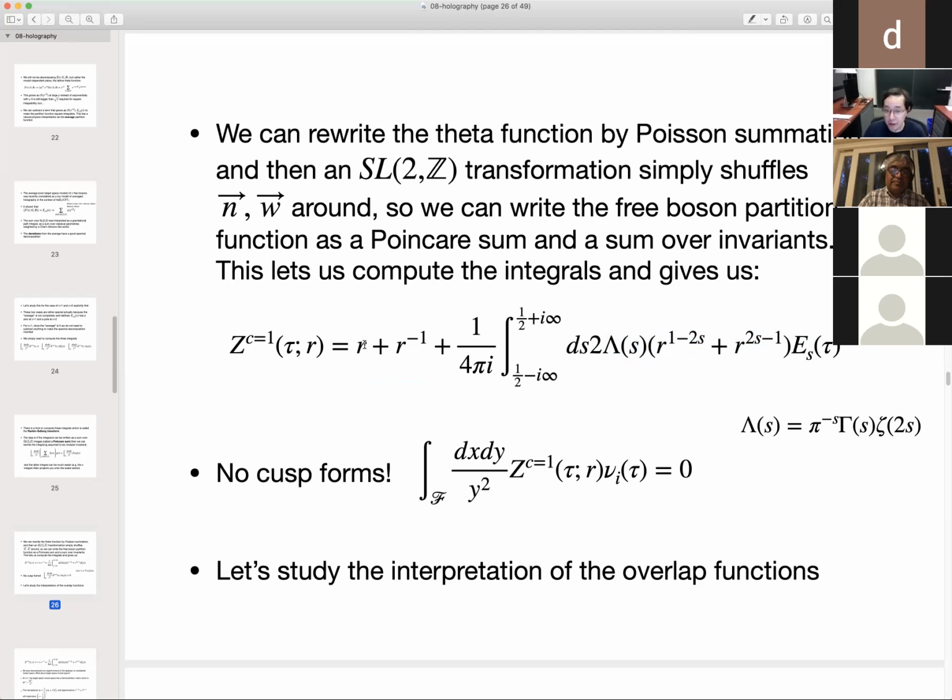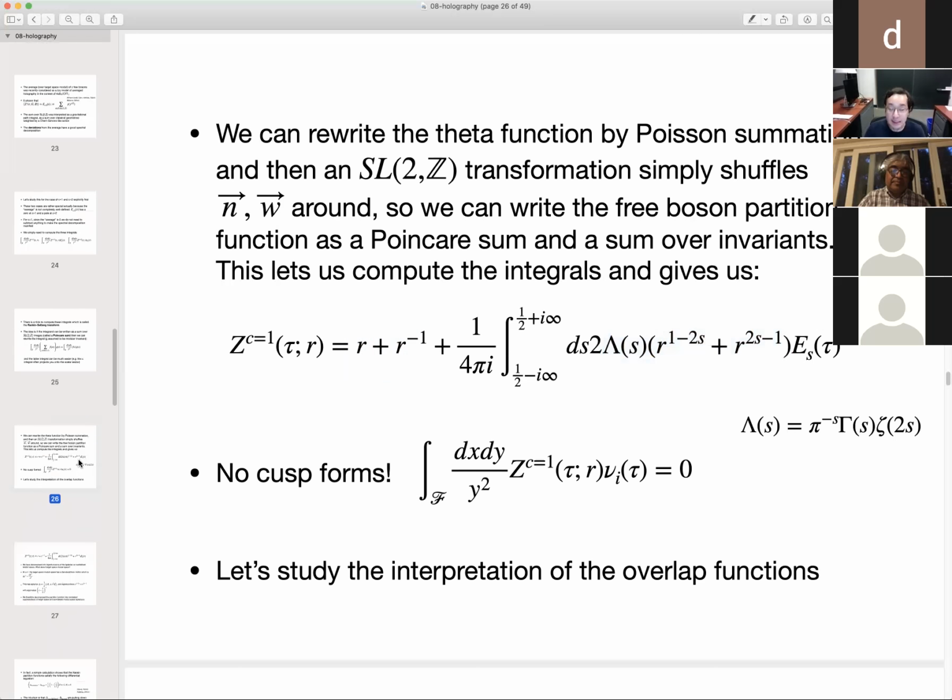This is manifestly modular invariant because we're decomposing it into modular invariant functions. I also want to point out that it's also manifestly T-duality invariant. Recall that T-duality will take the radius to 1 over the radius. And we see here that this term is obviously invariant under T-duality, and this term is also obviously invariant under T-duality. It's not going to be a coincidence that the T-duality popped up.